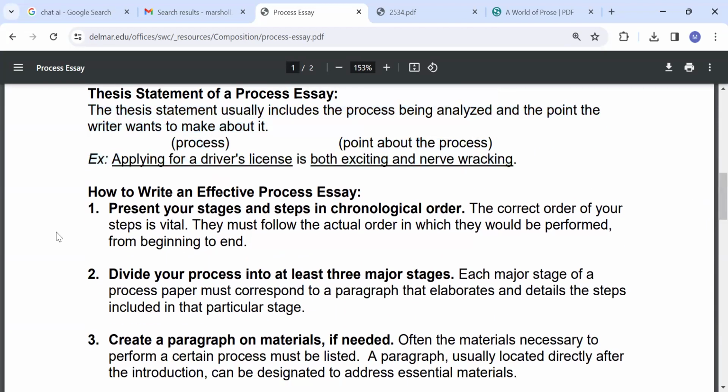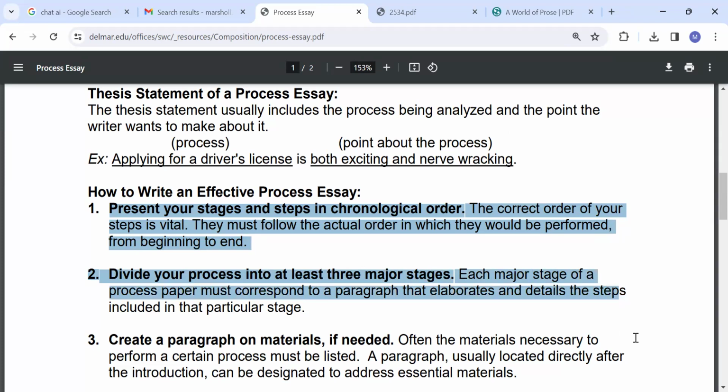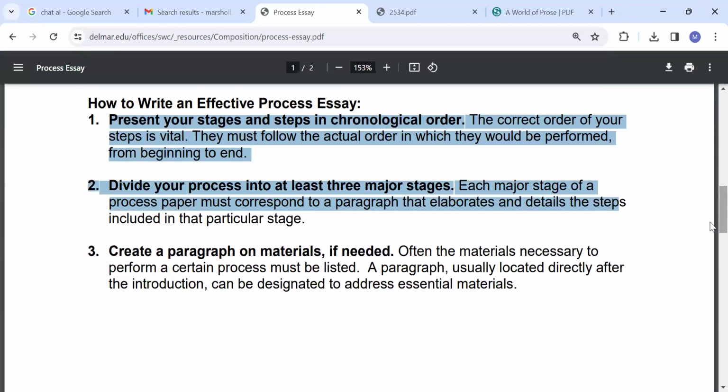So how do we go about writing an effective process essay? Present your stages and your steps in chronological order, or the correct order that is needed. And if I follow this order from beginning to end, I will be successful. You have to divide the process into at least 3 major stages, and each stage will require a different paragraph. So the process must correspond to the paragraph that is supposed to elaborate on the steps. So like I said, what I need, how I'm going to combine these things, and the outcome.